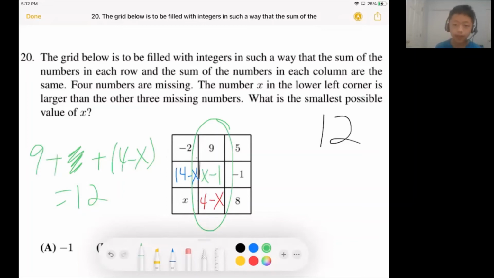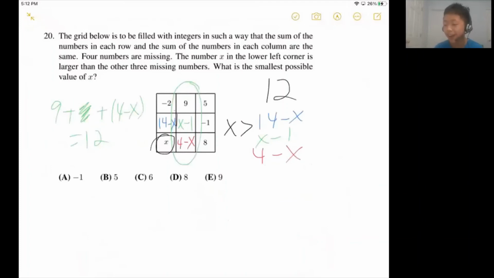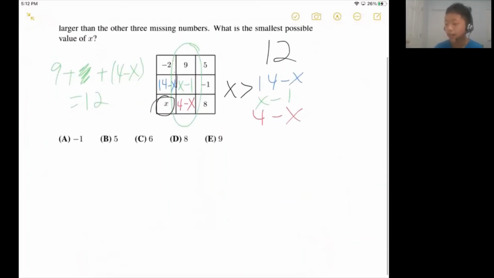So now we found the other 3 squares in terms of x, and we know that the number x in the lower left corner is larger than the 3 other missing squares. So we know that x is larger than 14 minus x, it's larger than x minus 1, and it's larger than 4 minus x. We can solve each inequality individually, or you can just inspect it. I guess we can solve each inequality individually.